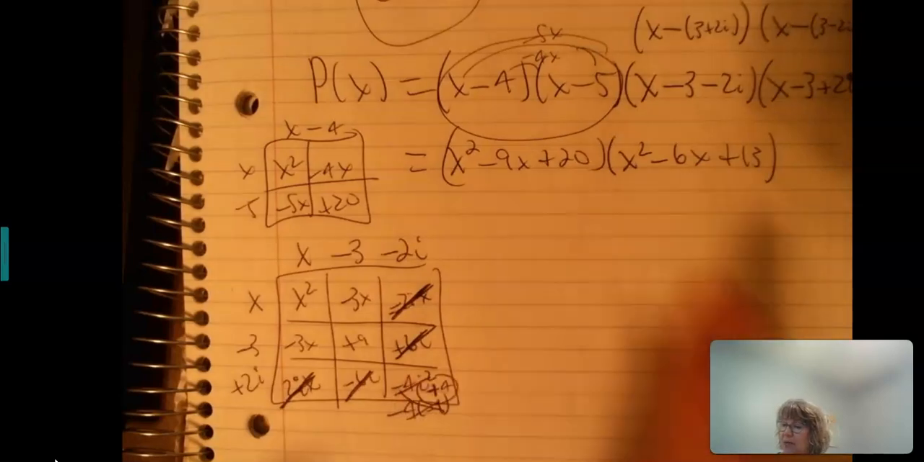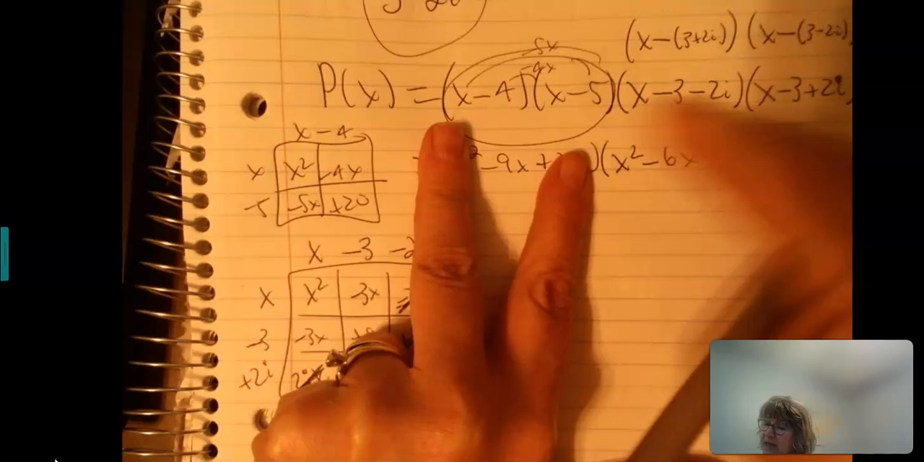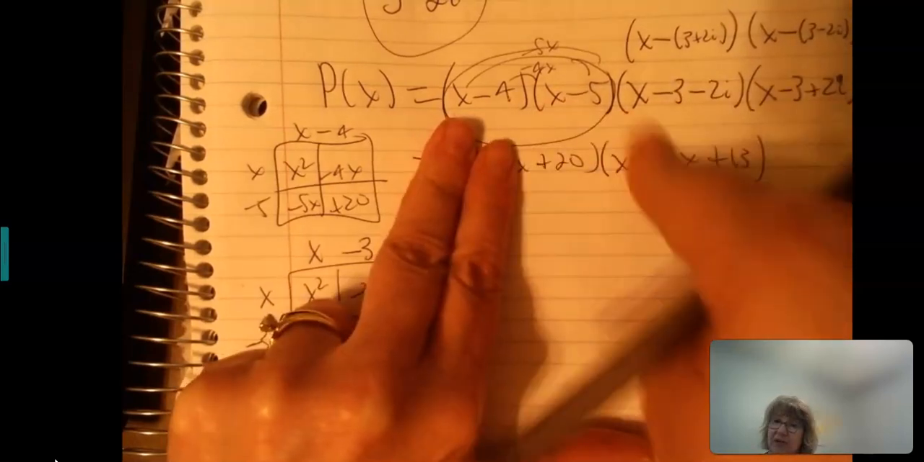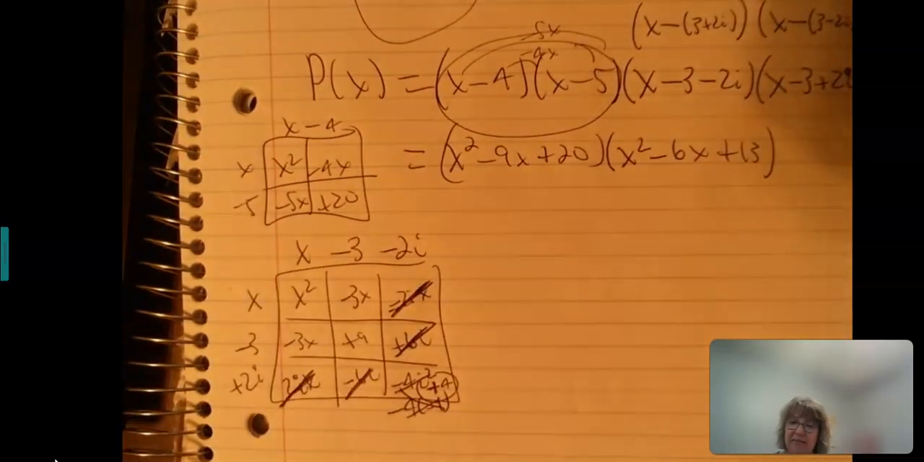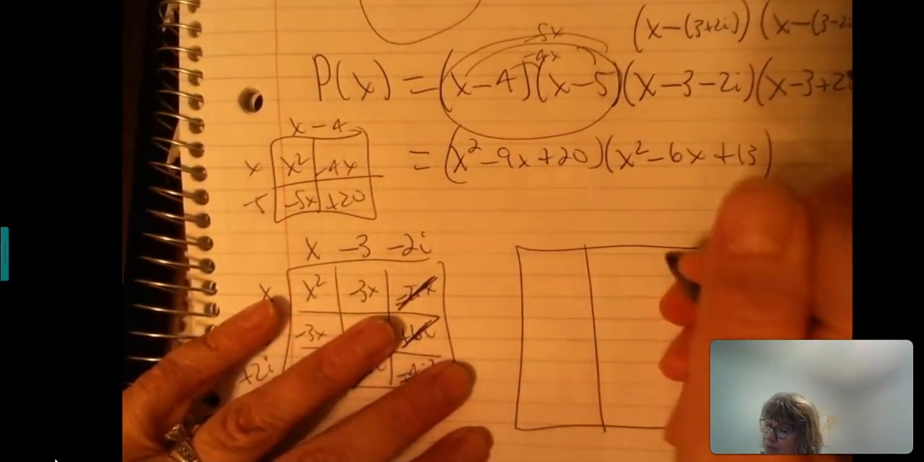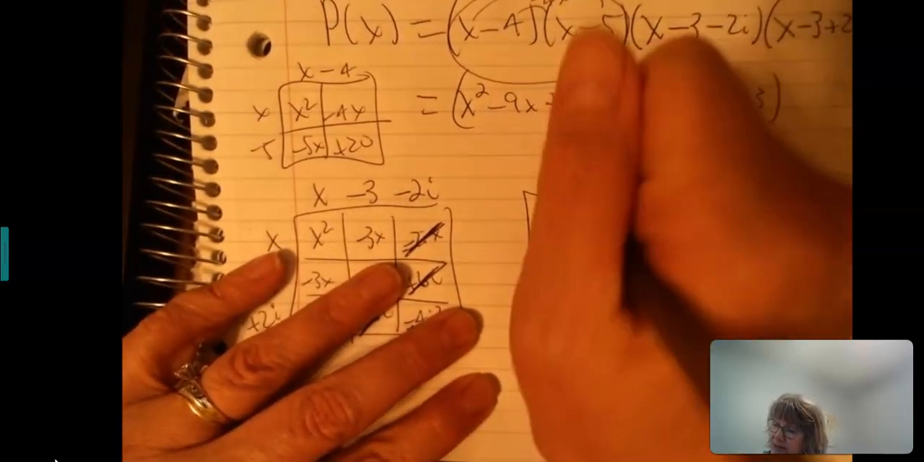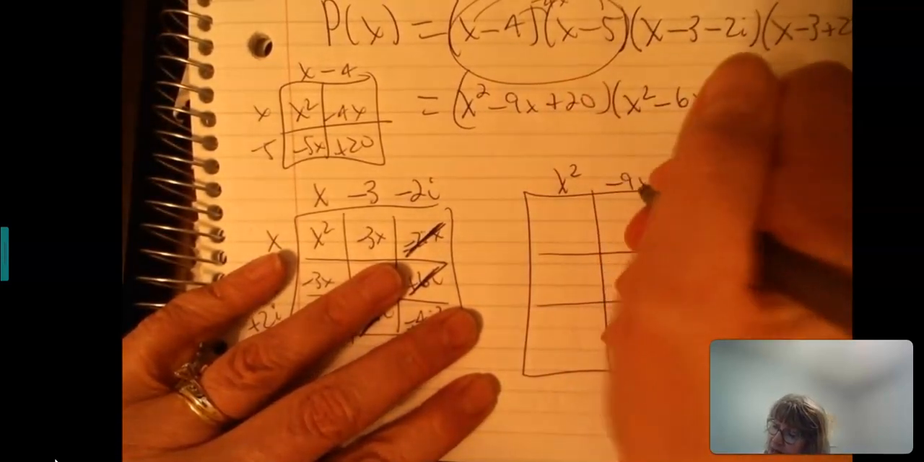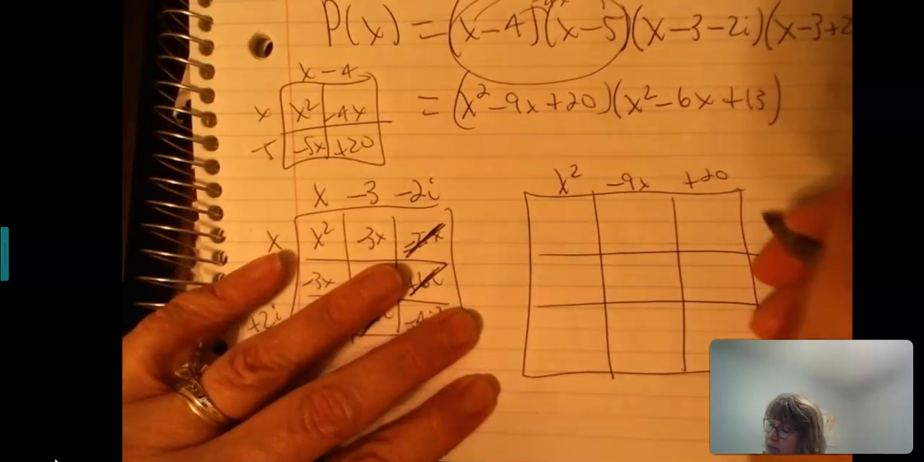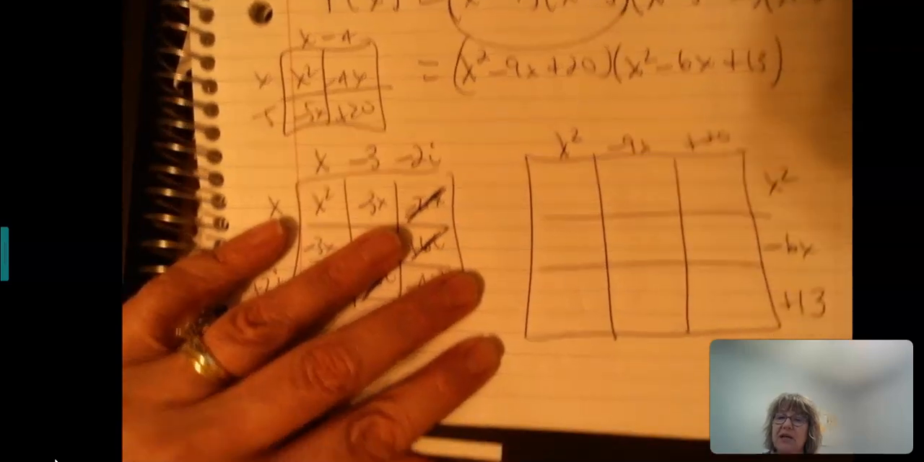Again, when I was in high school, I had to distribute and distribute and distribute because I'd never seen the box. When I saw the box, I'm like, oh my gosh, this is beautiful for my brain. My brain needs this. So now I'm going to multiply these guys: x squared minus 9x plus 20. And again, I'll just write it on this side. It really doesn't matter. It's kind of just personal preference.